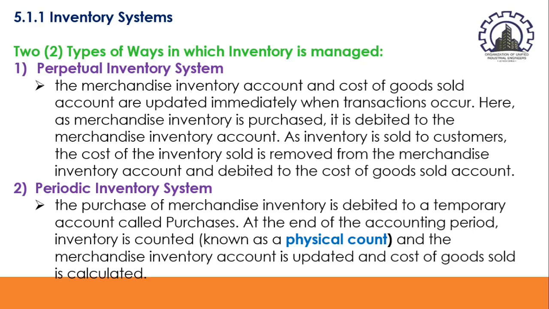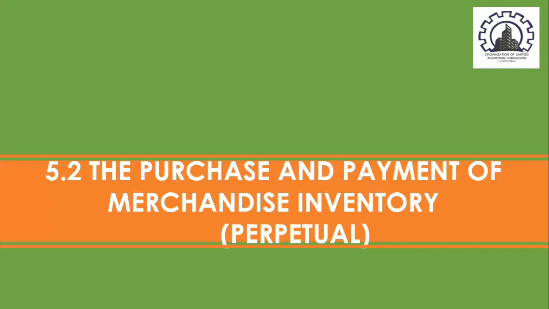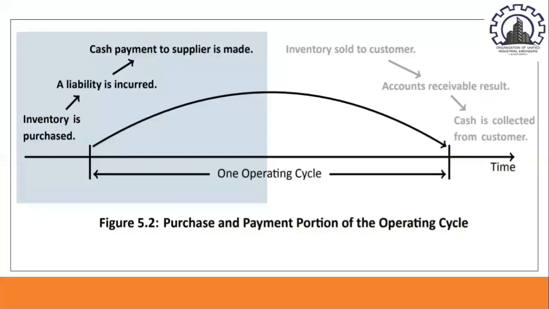And so for that matter, let us now move on to the second key area of our lesson, and that's going to be the purchase and payment of merchandise inventory applying the perpetual method. Now, as introduced in chapter 3, if you can recall, a company's operating cycle includes purchases on account or on credit, and is highlighted in figure 5.2. As you can see, figure 5.2 illustrates the purchase and payment portion of the operating cycle.